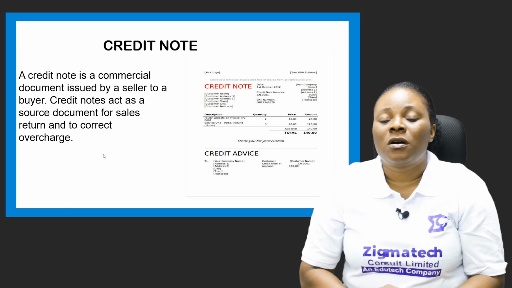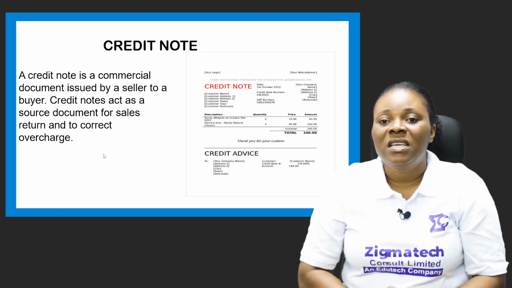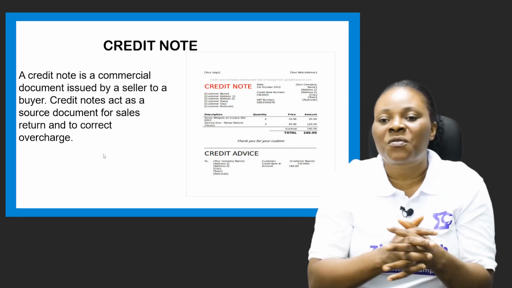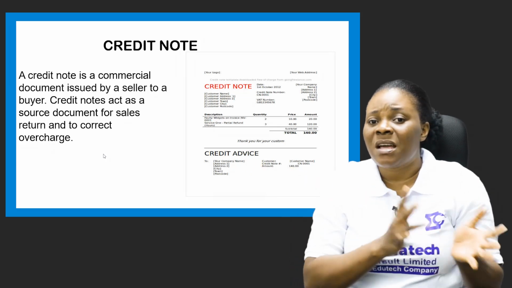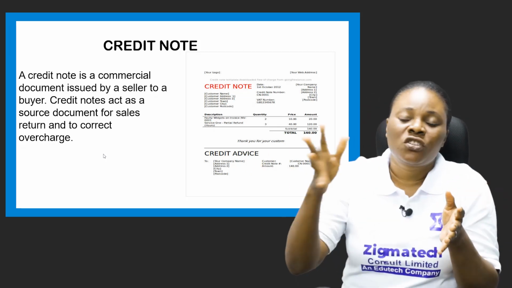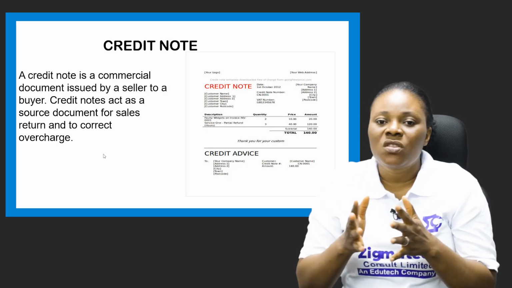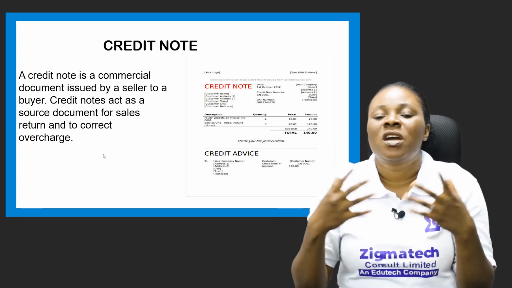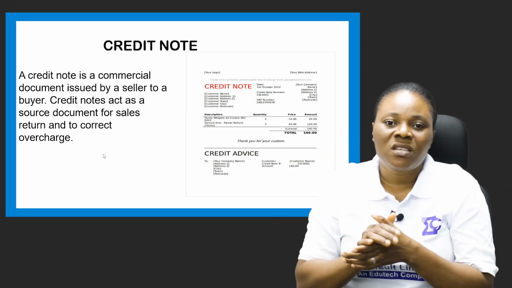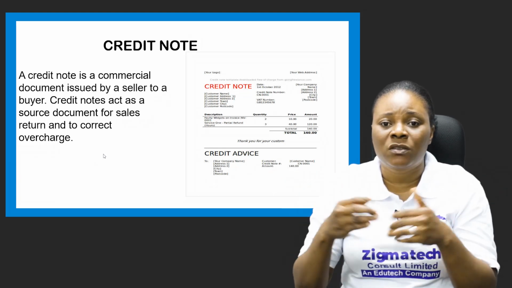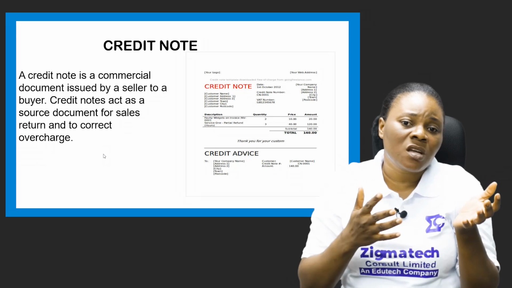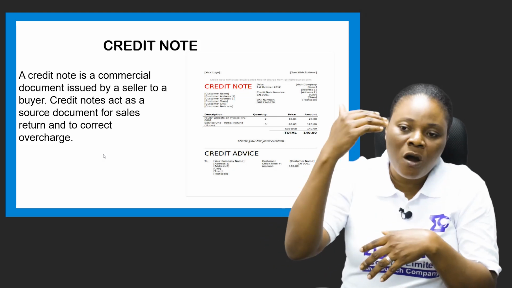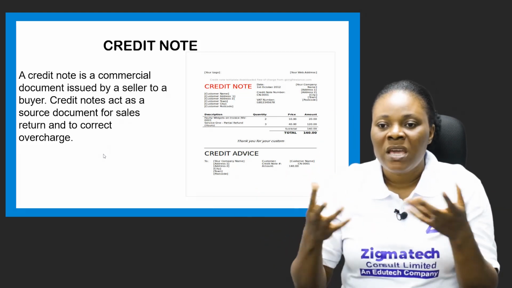Another type of sales document is the credit note. The credit note is like the opposite of the debit note. Remember I said the debit note is used to correct undercharged transactions. So the credit note is the opposite. That means it is used to correct overcharged transactions. A credit note is a commercial document issued by a seller to a buyer. It's also a source document. It's used to correct overcharged transactions, that means when you are given above the estimated price on your invoice.